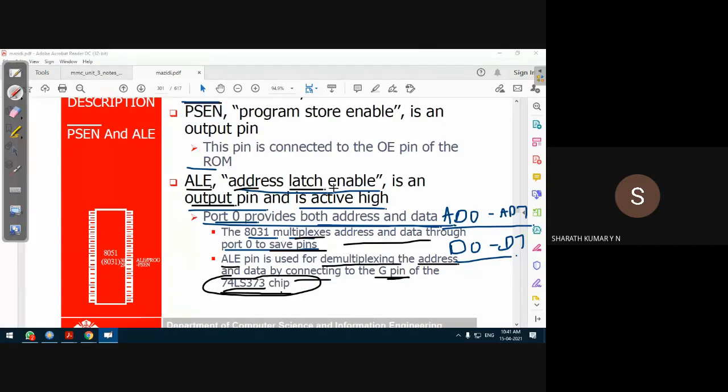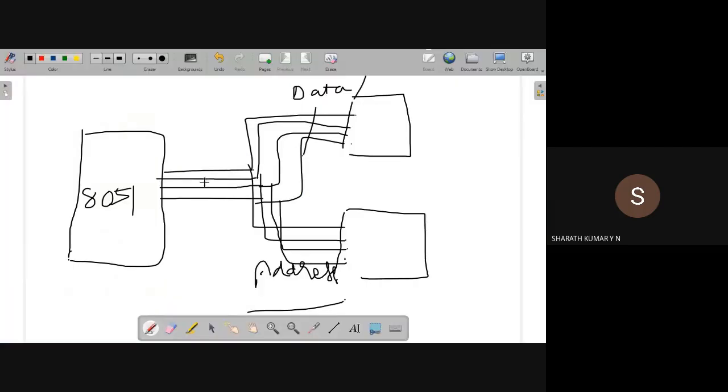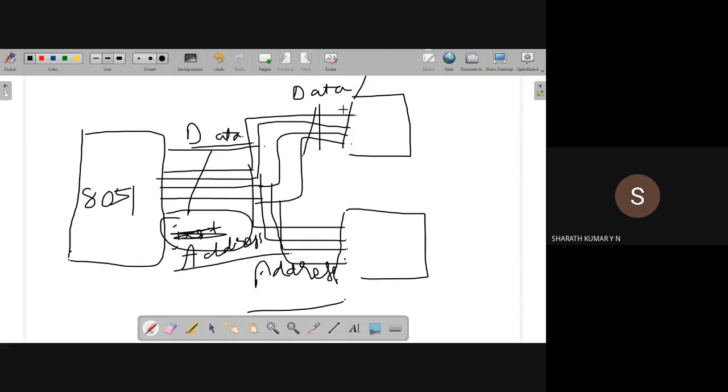Latching, in the sense that we latch the door. It is not locking. It is temporarily latched to a particular state. These lines are latched to a particular state. For example, it may be carrying data at this point of time. After some time, it will carry the address. I'm sorry, it is latched to address or it is latched to data.